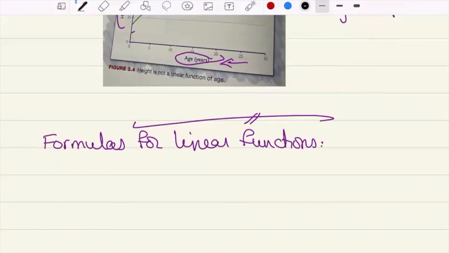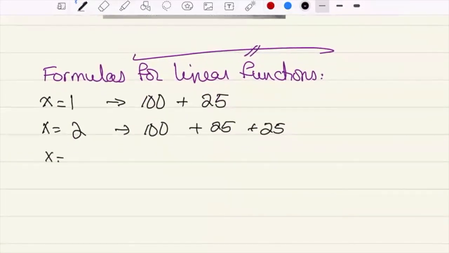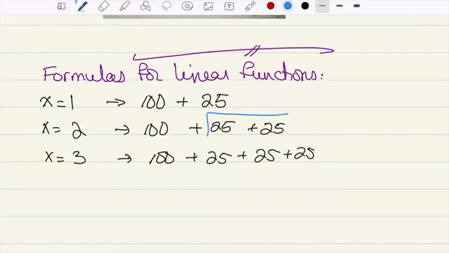We said, who was our independent variable? Months. So at month 1, we had $100 plus 25, right? By month 2, we had $100 plus the 25 plus another 25. By month 3, we do the same thing: 100 plus 25 plus 25 plus 25. Now I can go ahead and keep on going, but let's look at the pattern right here.